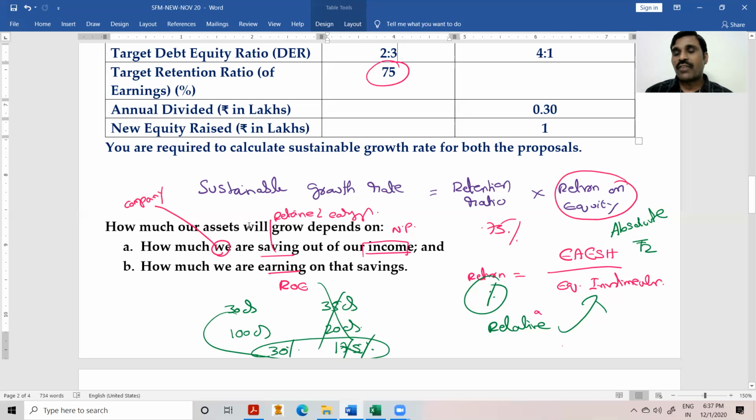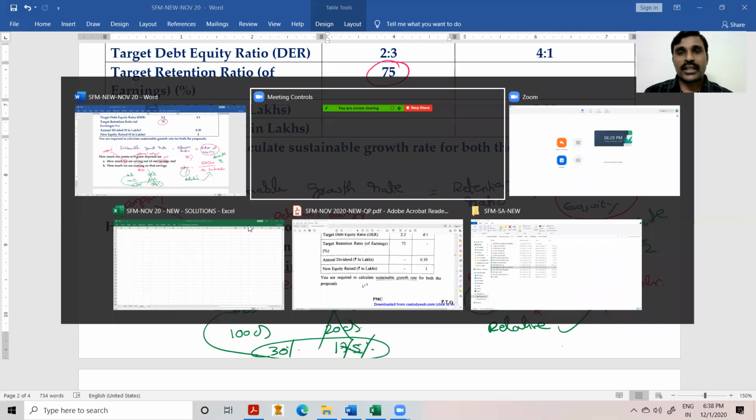So this is the earnings available to equity shareholders divided by equity investment. Return on equity: how much I am getting on how much I have invested. If I invest 100 rupees, I am getting 2 rupees, therefore 2% is my return. If I am investing 200 rupees, I am getting 4 rupees, that means I am getting 2% return. Earnings available to equity shareholders divided by equity investment. Plain simple.